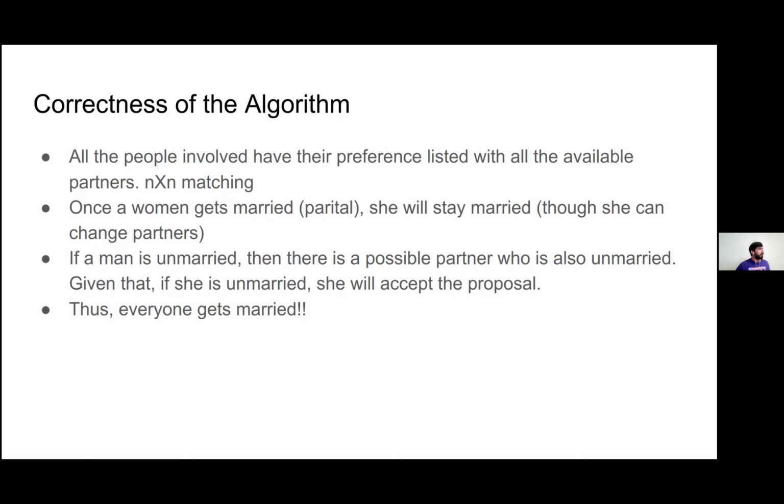Now, once a woman gets married, say in the final stage or in a partial engagement in between, she will stay married throughout the remaining steps, because she cannot go unmatched after she gets partially married. If she finds a better preference, she will change the partner, but she never becomes unmarried after she gets paired with a person. If a man is unmarried, since there are an equal number of men and women, there is a possible partner who is also unmarried. Given that, if she is unmarried, she will accept that proposal. Thus, in the end, everyone will get married in this algorithm, hence it is correct.